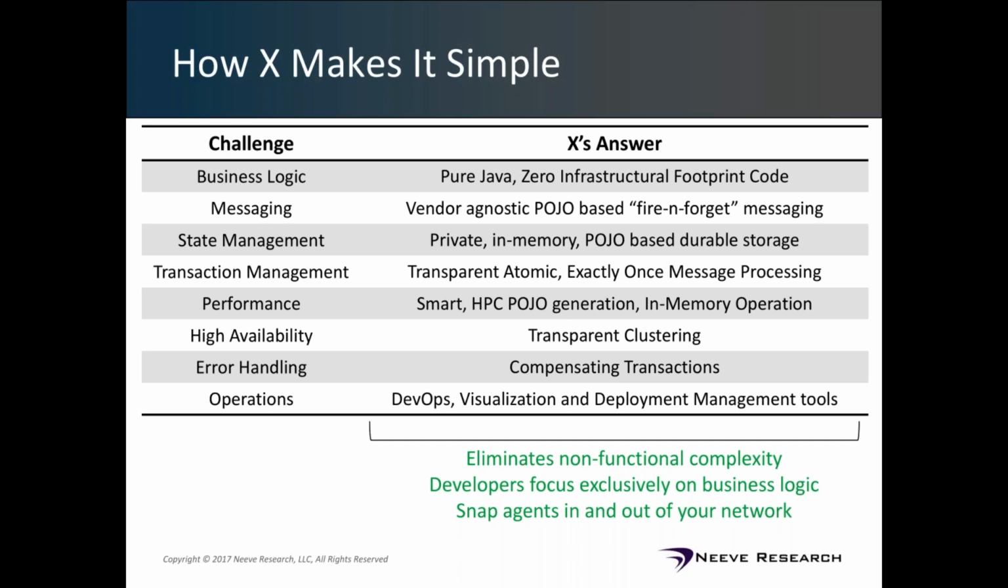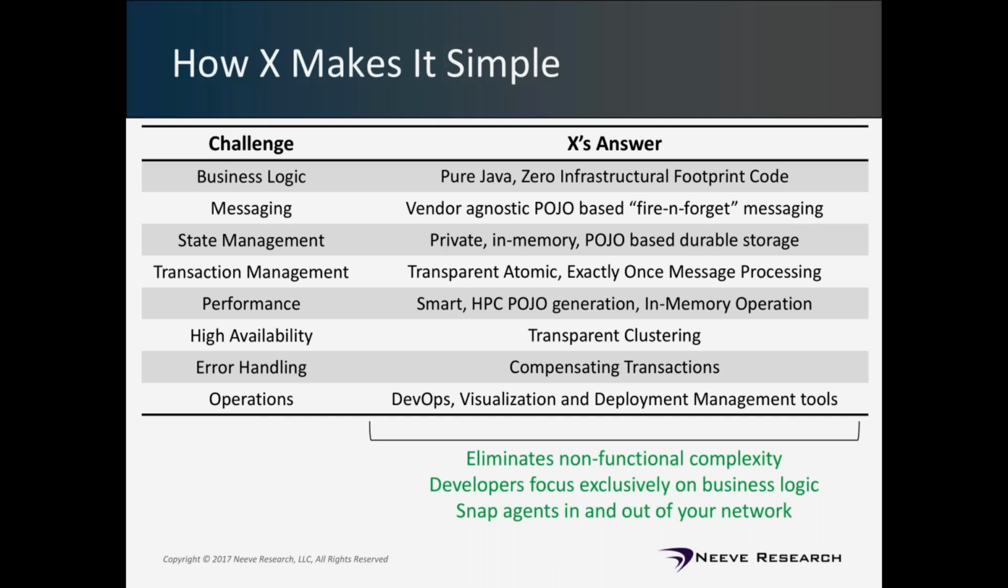High availability is achieved through transparent clustering. It is achieved through journaling, through the use of disks in a very high performance fashion. And between clustering and journaling, you can get very high performance and high availability. Error handling is handled through compensating transactions, which compensate across multiple local transactions that operate on each of the agents. And finally, you get a huge set of tools that allow for centralized operations from a DevOps visualization, deployment and management standpoint.